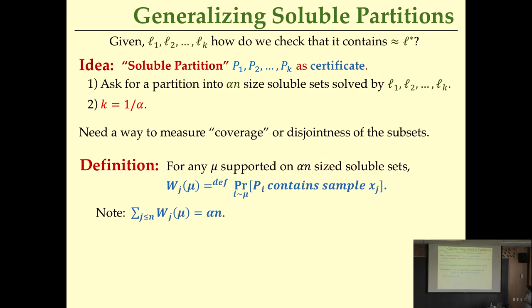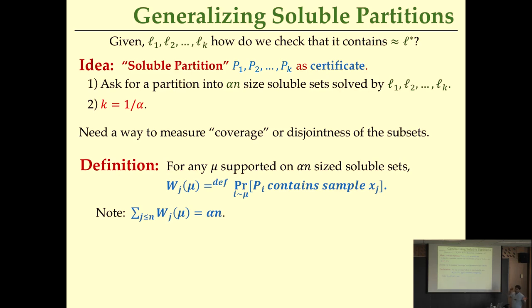All right. Now let's generalize this to arbitrary distributions on soluble sets. A partition was a collection of soluble sets that happened to be disjoint. But now let's look at a collection of soluble sets and a distribution on them, and extend the notion we defined in the previous slide to such distributions. I'm going to define w_j of mu as the same frequency statistic: how many times does j appear when I pick a piece randomly from the distribution mu? The same thing holds because this was just about linearity. The sum of w_j of mu is going to be alpha n regardless of whether it's a partition or not.